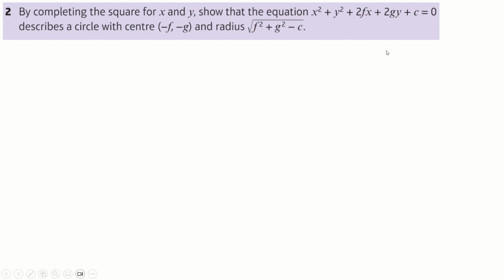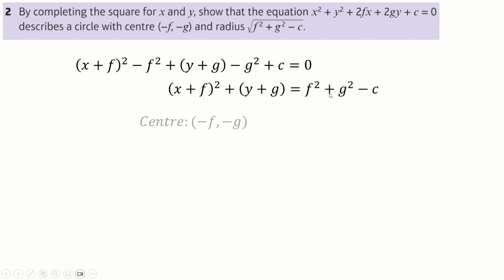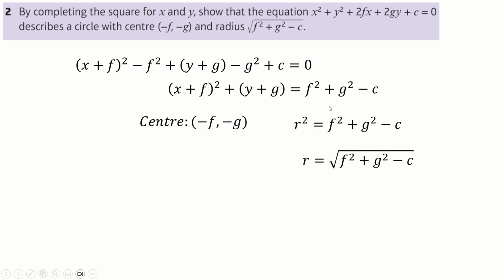But anyway, you're going to halve this number, and put them into the y and x brackets like this. Going to take away the squares. The center is clearly minus f minus g. And then when you move this stuff over to the other side and square root, you can clearly see the radius is this. It's not plus minus because, of course, radius has to be positive. And that's that question done.